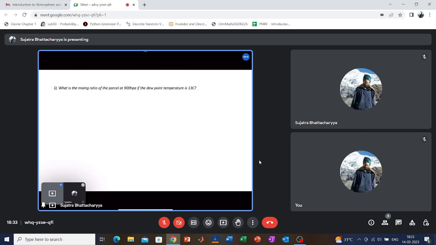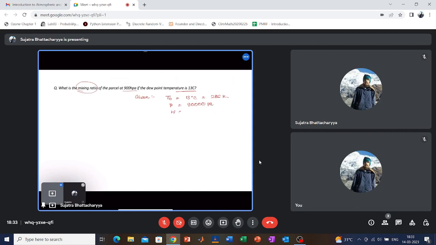This question will be much clearer. The question is: what is the mixing ratio of the parcel at 900 hectopascals if the dew point temperature is 13 degrees Celsius? Well, here the mixing ratio has to be calculated, and at 900 hectopascals the dew point temperature is given. Therefore, given the dew point temperature which is 13 degrees Celsius or 286 Kelvin. Now the pressure is 900 hectopascals.